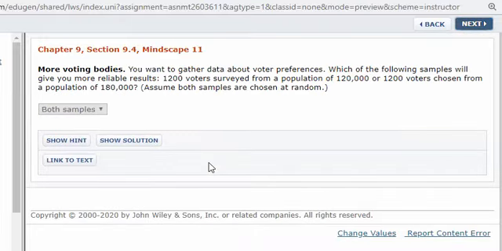Okay, next question here. You want to gather data about voter preferences. Okay, which of the following samples will give more reliable results? 1,200 voters sampled from a population of 120,000 people, or the same number, 1,200 voters chosen from a population of 180,000. Well, remember, you just want to get over 1,000, okay? And they're both going to produce equally accurate results. So even though you're sampling the 1,200 from 120,000, those results are still going to be just as accurate as the 1,200 people from the 180,000.